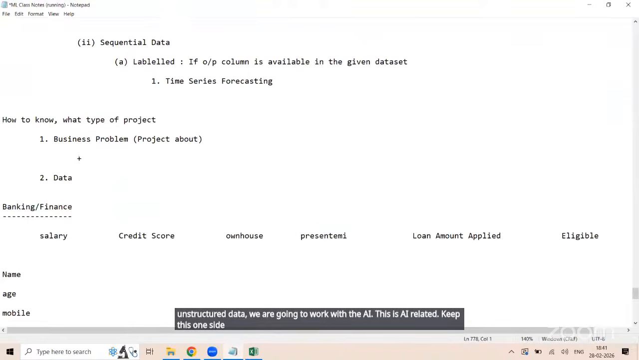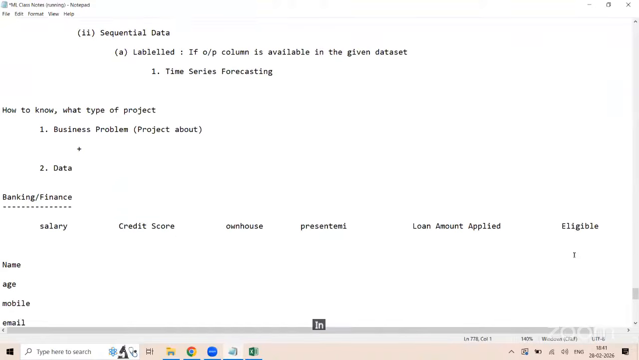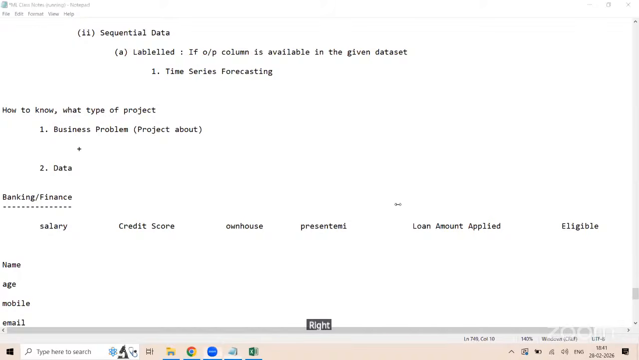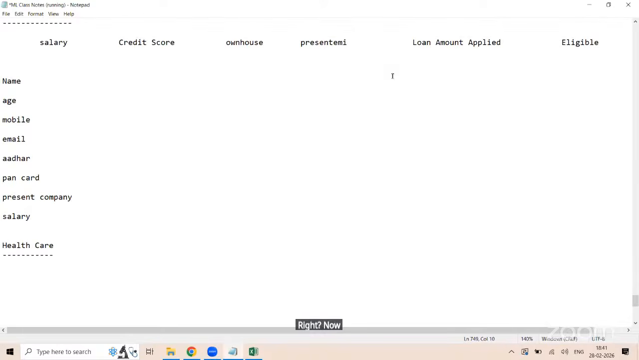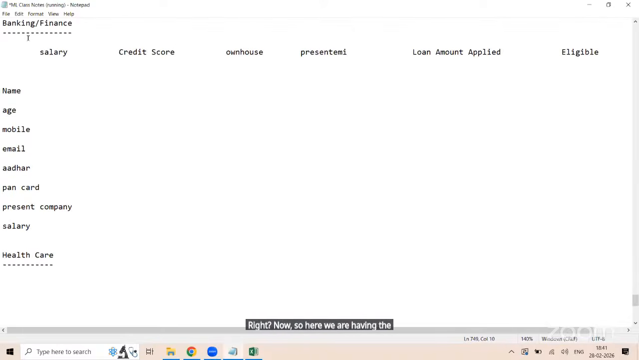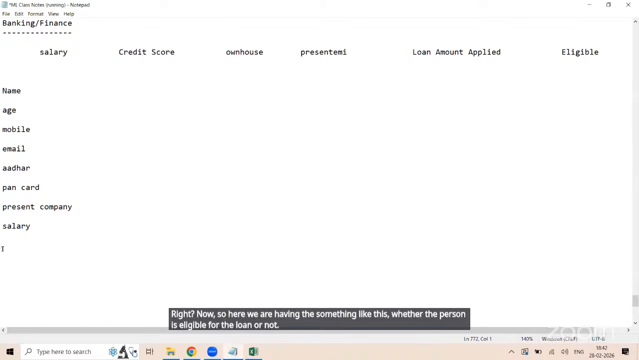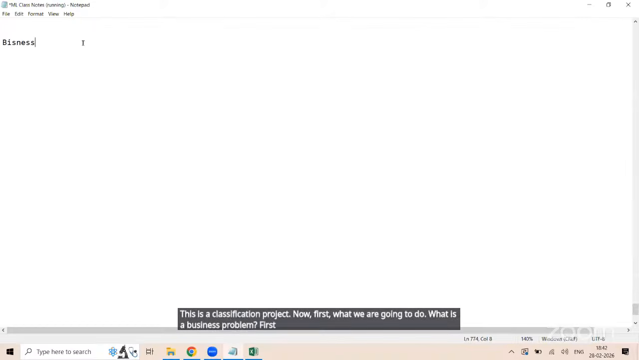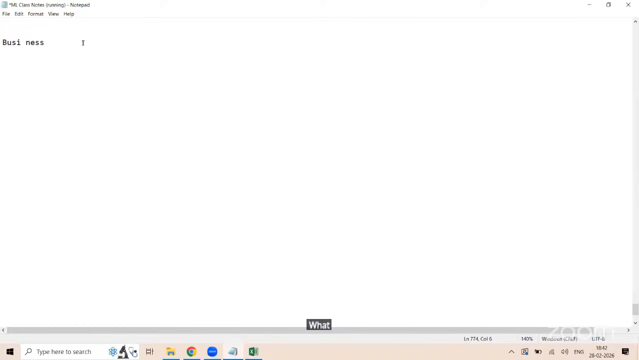Now here we are having rows and columns. In these rows and columns, the first example is the banking industry: whether the person is eligible for the loan or not, yes or no, right? This is a classification project. Now, first, what are we going to do? First, we ask, what is the business problem? Here, what is the business problem?